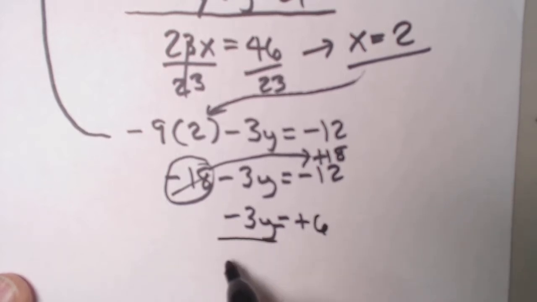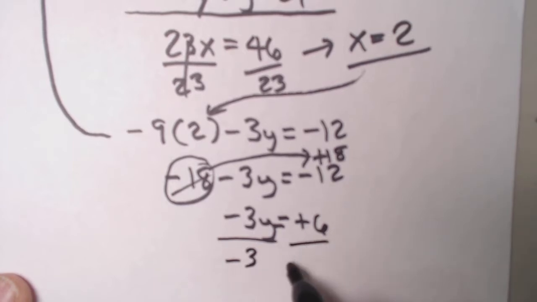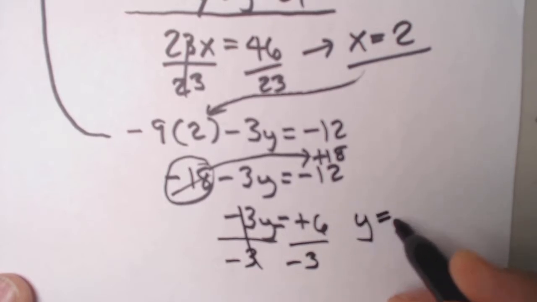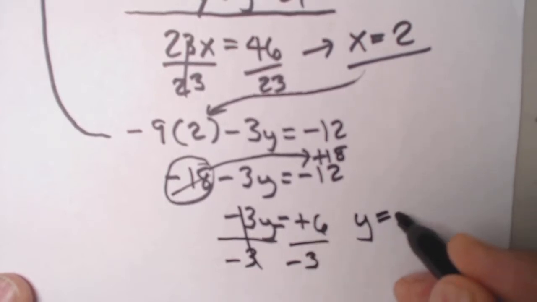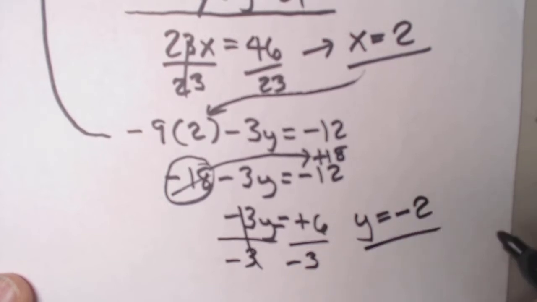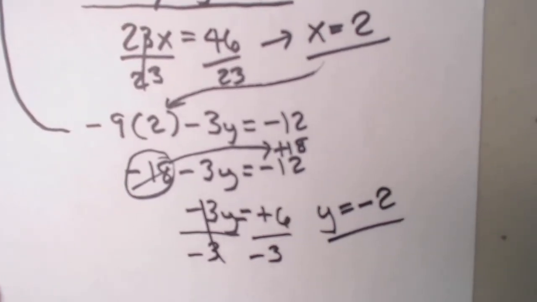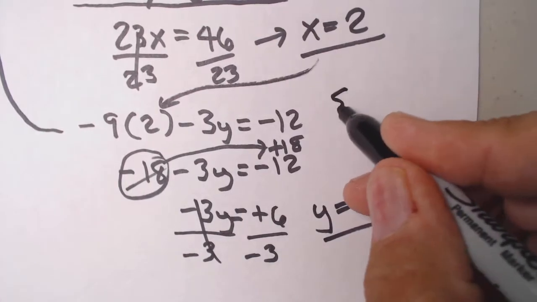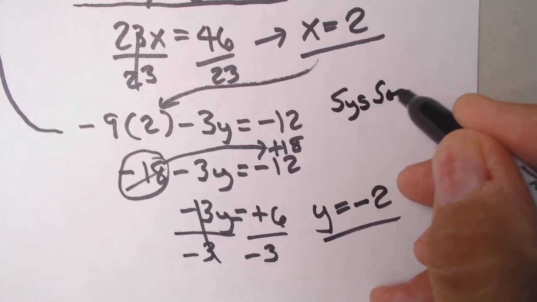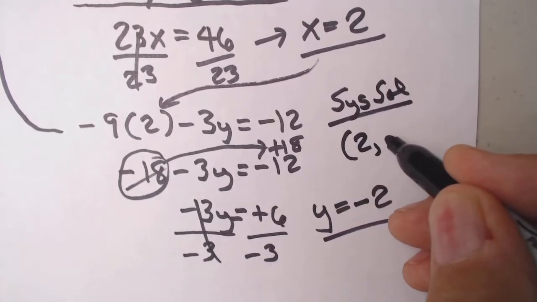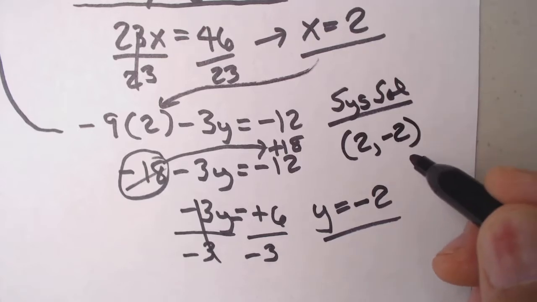Okay, well now, to get y, let's divide both sides by negative 3. The negative 3's cancel out, so y equals, there's a single minus sign, so it's negative. 6 divided by 3 is 2. Okay, so there are the two parts of our system solution: x equals 2, y equals negative 2.